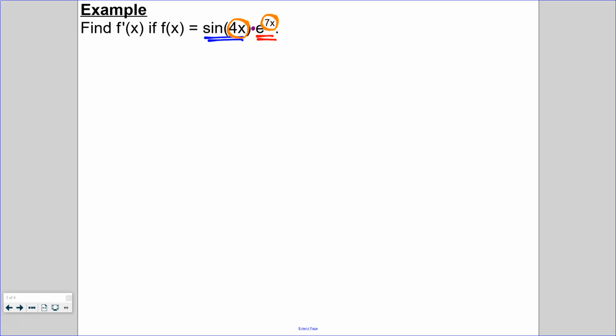Oh boy, what fun. So f prime of x is going to equal, let's see, we want to take the derivative of our first function. So the derivative of sine is going to be cosine. We're going to put the inside back in, which is 4x. And then we need to multiply by the derivative of the inside, and the derivative of 4x is just 4. Then we just bring down the second function, e to the 7x.